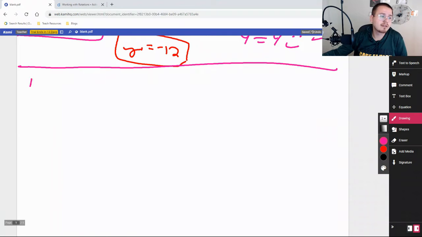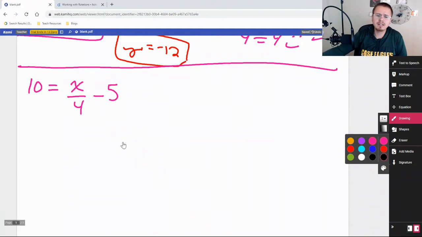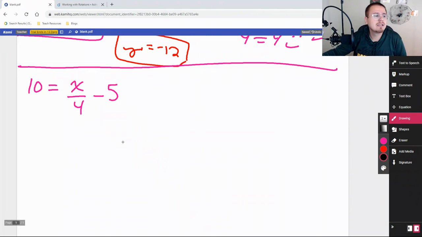All right. You ready for a two-step version of this? So what have we got? 10 equals x divided by 4 minus 5. Nothing crazy. Not too brazy. We got a two-step equation though.